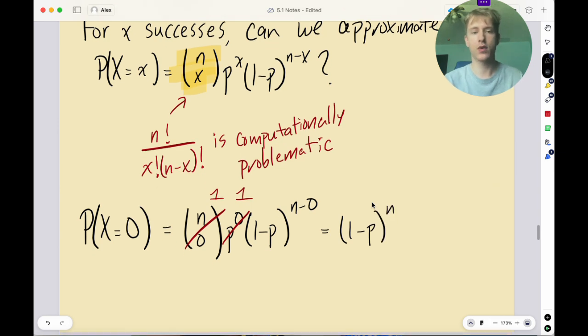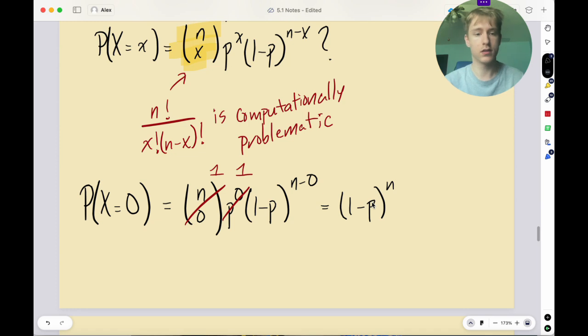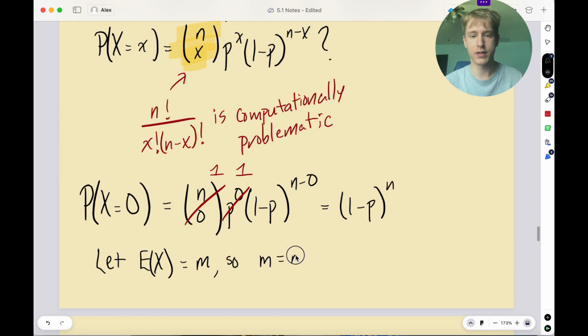Okay, so how are we going to approximate that? Well, we're going to go ahead and make a small substitution. Okay, so we're going to let the expected value of x, and we're going to define that as m. So for the binomial distribution, remember the expected value is just np, and that implies that p can be substituted with m divided by n.